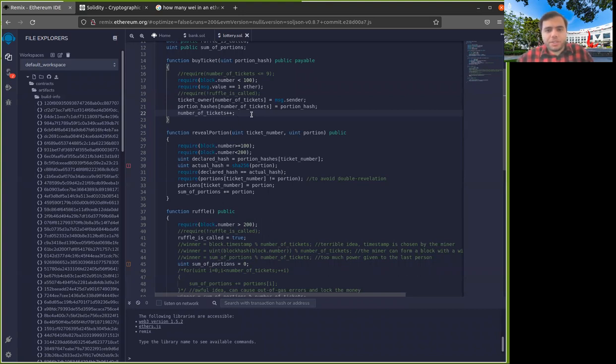Now, I will just have one of my tickets with a portion of 1. And then I would wait here for other people to reveal their portions. And I just look at the sum of portions to see if it's odd or even. And I know that I will win if it's even. So if the sum of portions happens to be odd, I will reveal my portion, which was 1, and then the sum of portions becomes even, and I win.